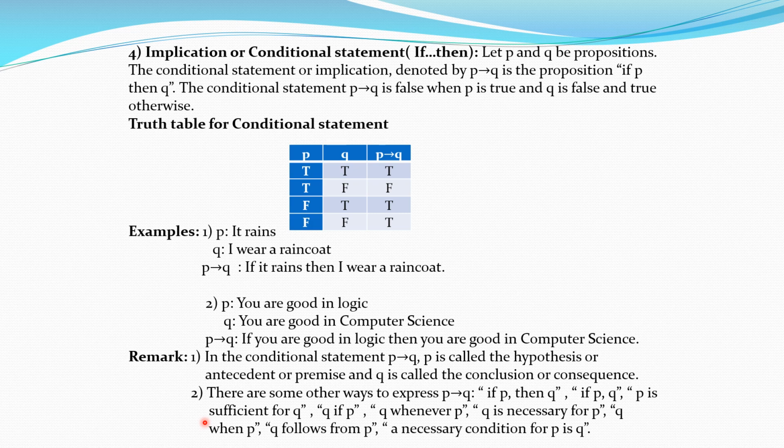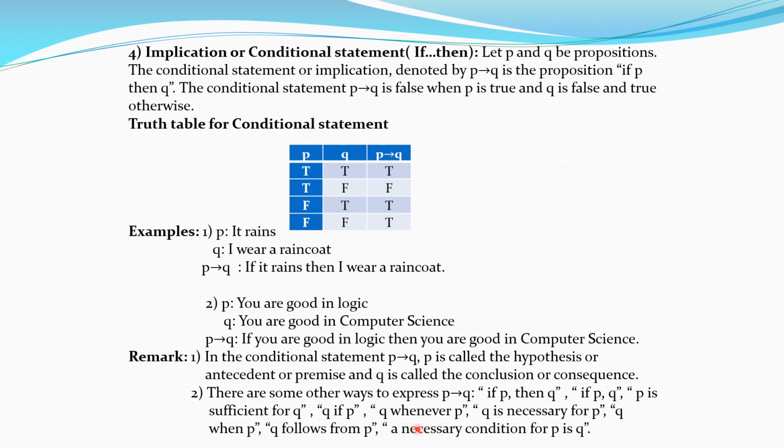It means if P is happening, P is there, then definitely we'll get Q as a result, as a consequence. So P is sufficient for Q. Again it stands for P implication Q. Then instead of writing if P then Q, we can write it as Q if P. Then Q whenever P. So whenever is same as if.